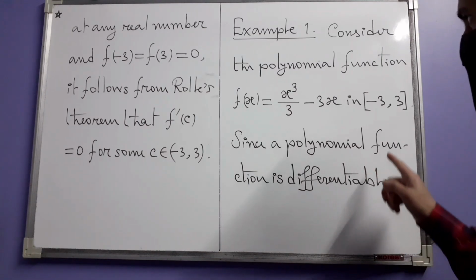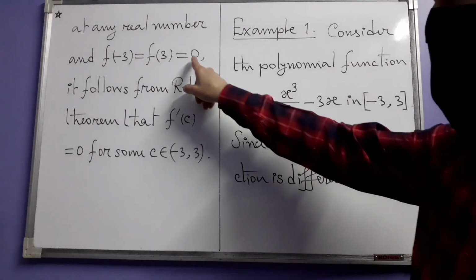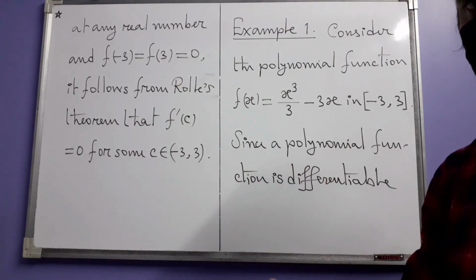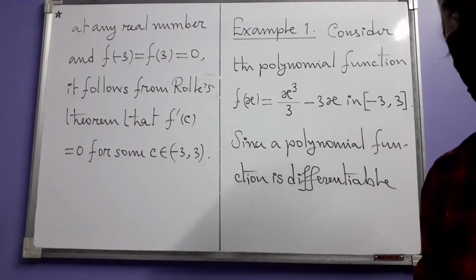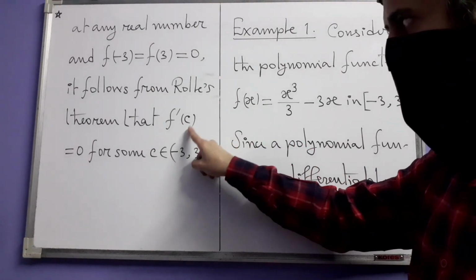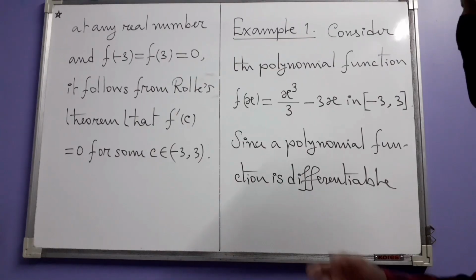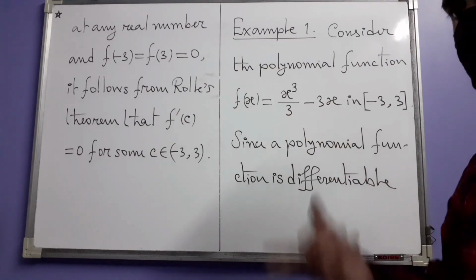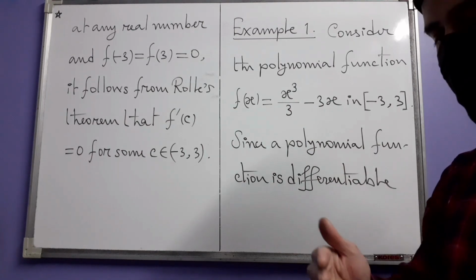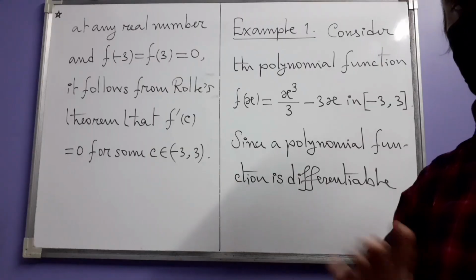And additionally, if you calculate f of minus 3 and f of 3, it's a simple thing, you can see that you are getting 0. So here all the hypotheses of Rolle's theorem are satisfied. They are there. So that means it follows from Rolle's theorem that the derivative would be 0 for some c in this open interval. Now because the polynomial is already given, I want you to actually calculate the derivative. Set it equal to 0 and find the points c where this will happen.